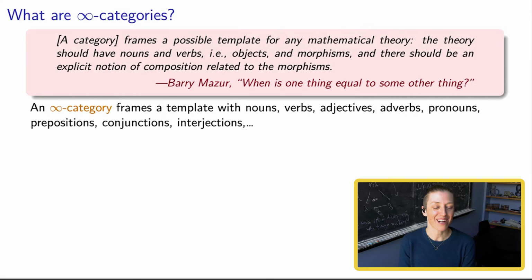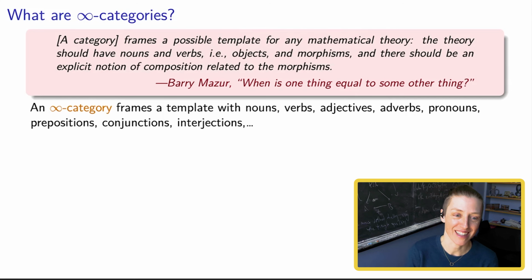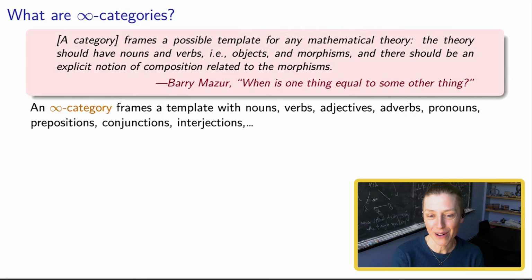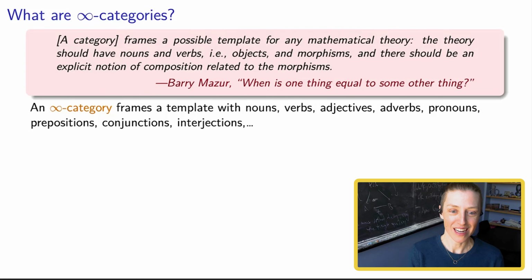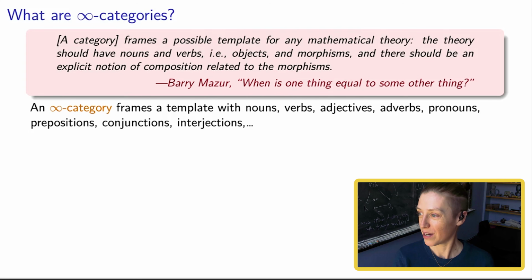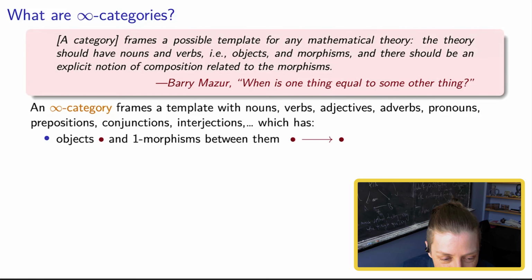So what's an infinity category? One way to think about it is that it frames a template for a mathematical theory that now has nouns and verbs and adjectives and adverbs and pronouns and prepositions and conjunctions and interjections and so on. You might need a richer grammar to describe a theory of more complicated mathematical objects, not things like vector spaces that live pretty happily in an ordinary one-dimensional category, but require some sort of higher dimensional category. And what do I mean by that?